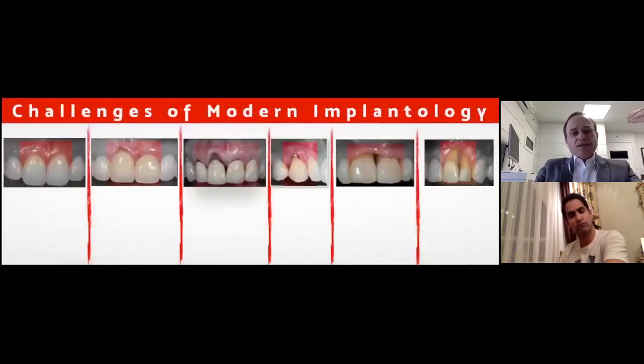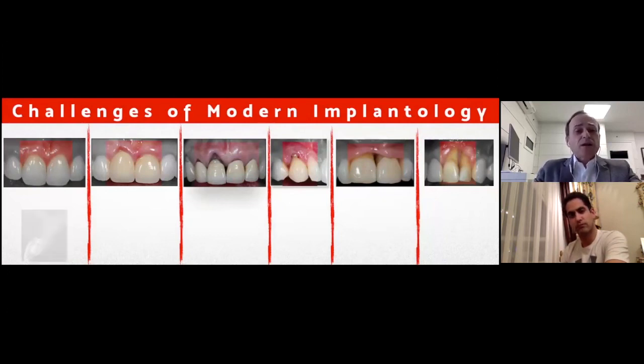So this is the clinical case that I would like to share with you today that we consider very challenging, especially when we talk about the modern implantology. And in the 6 different clinical situations, we can apply different protocols and its application.